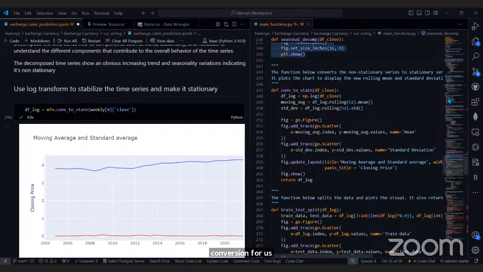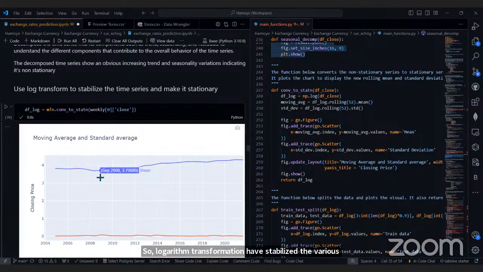Logarithm transformation helps stabilize the variance in the data and make the data more stable, more stationary, by reducing the effects of larger values. So that's why we're using the logarithm method here. It's very useful in time series data, and it changes the variance and deals with those higher values, right?